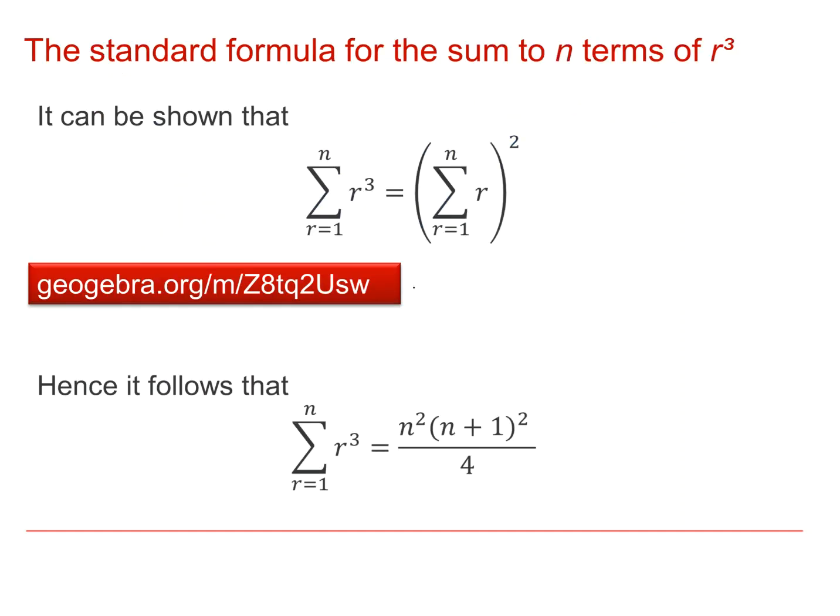For the sum to n terms of r cubed, there's a rather neat way of showing that it's the square of the sum from r equals 1 to n of r. This GeoGebra applet shows it rather nicely, and it's worth taking the time to look at it. Since the sum from r equals 1 to n of r is n times n plus 1 all over 2, when we square that, we get n squared times n plus 1 squared all over 4.